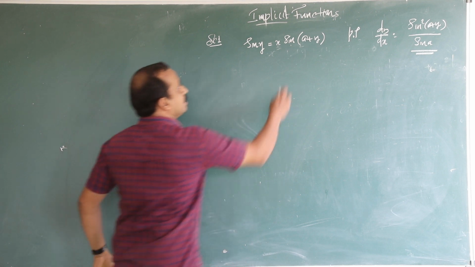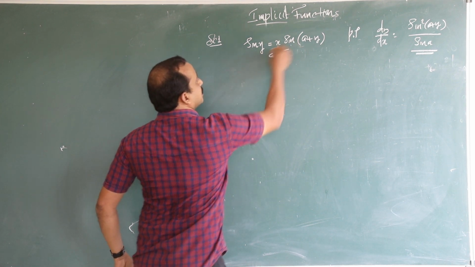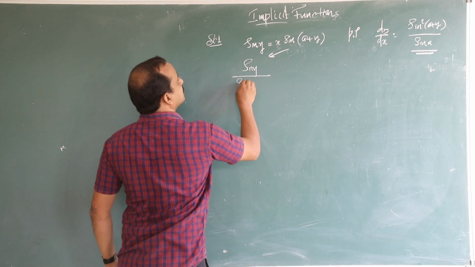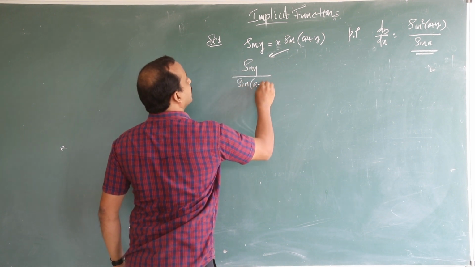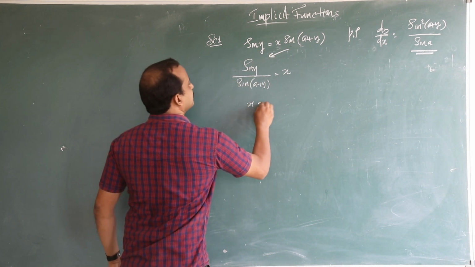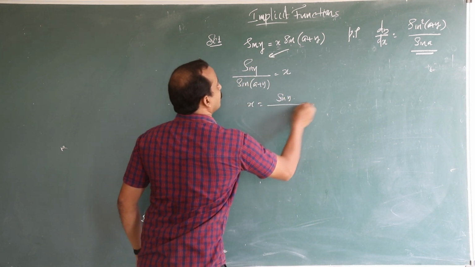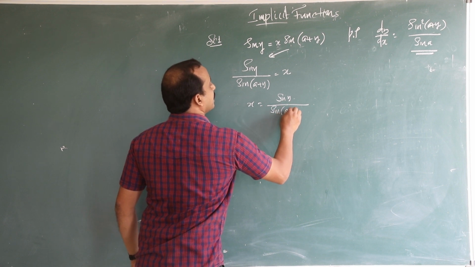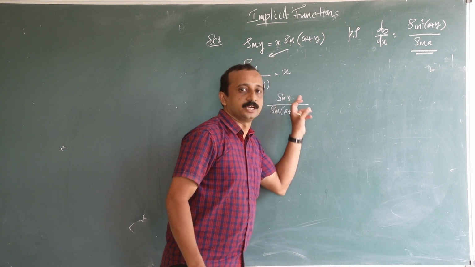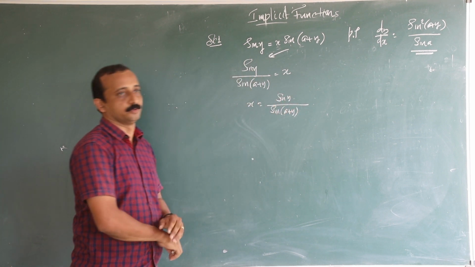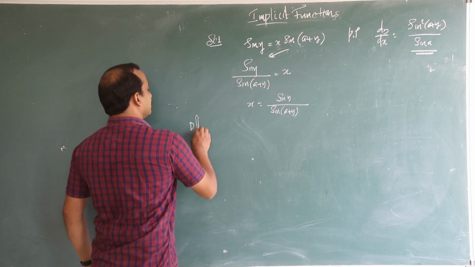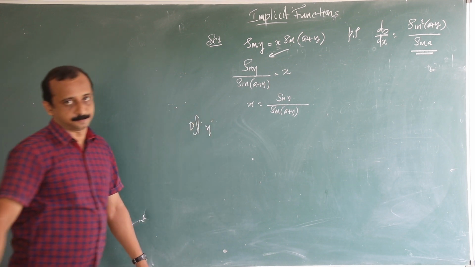form. So first we cross multiply this term, we get sine y divided by sine of a plus y is equal to x. That is x is equal to sine y divided by sine of a plus y. That means our function contains only one variable, that is y. That is x is equal to f of y form. It is an explicit function of y. Now differentiating this function with respect to y.